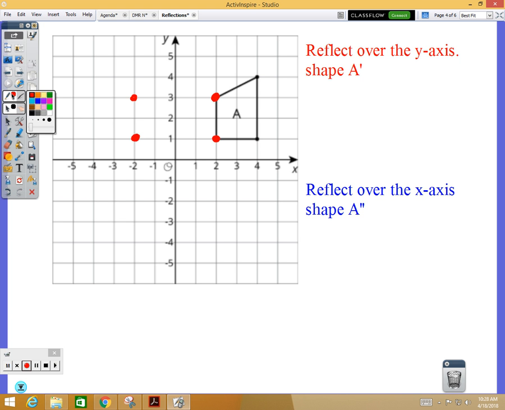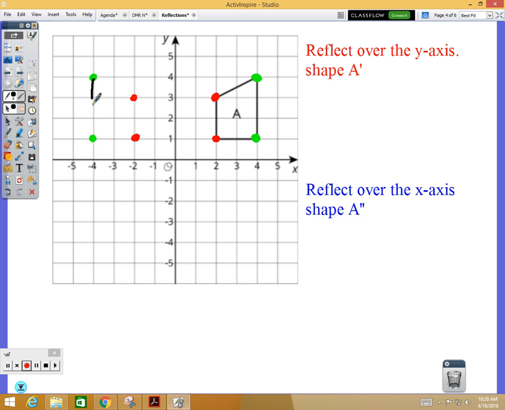I'm going to do my other colors in different colors so you can see what I'm doing here. These green ones are how far away from the y-axis, 4 away. So I want to count from the y-axis in the opposite direction. Okay? And then you can connect your dots.